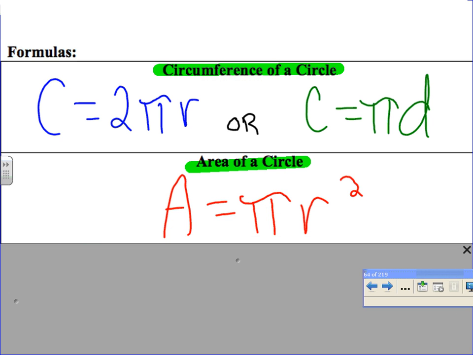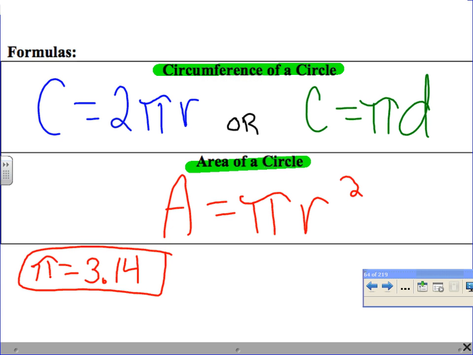Okay, area of a circle is pi r squared. And then I want you to write underneath that or next to that, we are going to use pi as 3.14. So area of a circle is pi r squared. We are using 3.14 for pi. And wherever you have room, you can jot that down, just a side note for you.